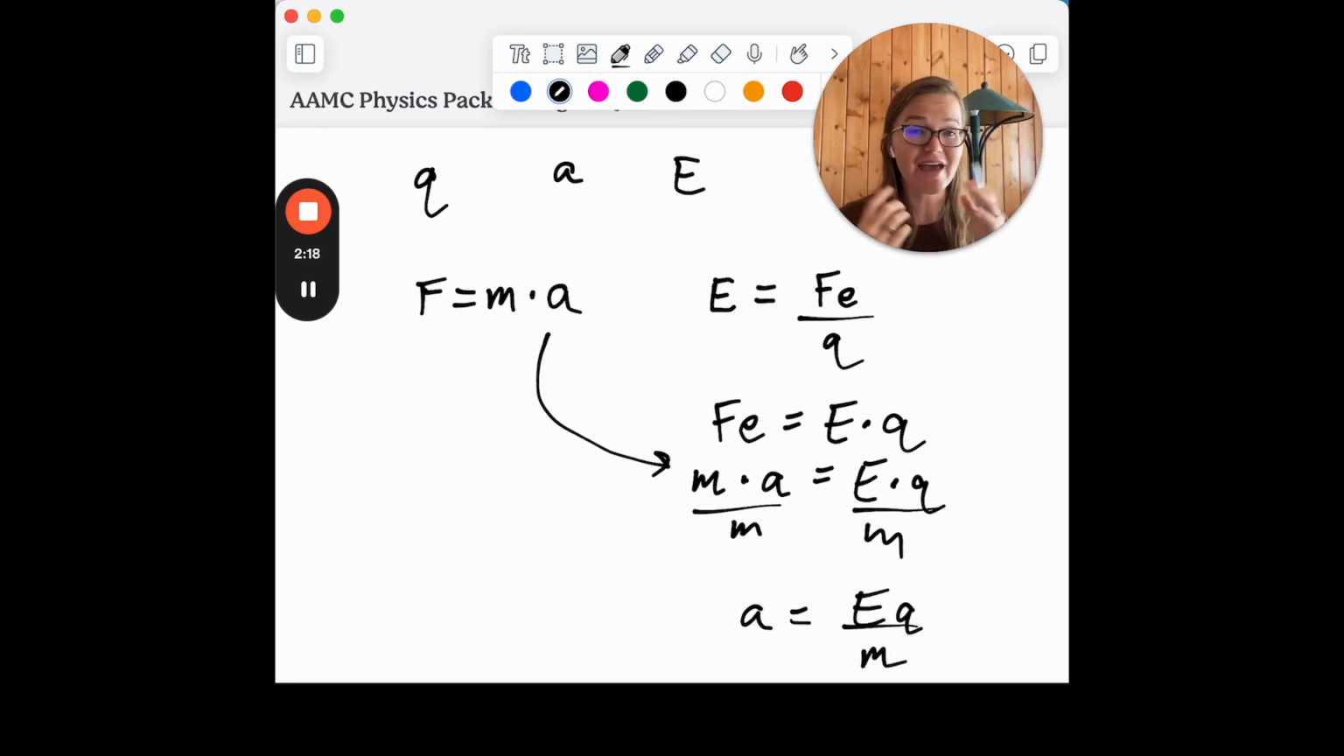Let's take a look, see if that matches any of our answer choices. And that looks like, for me, it matches my answer choice A. Acceleration equals EQ divided by m.